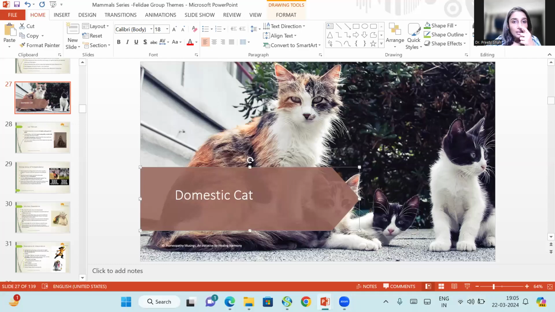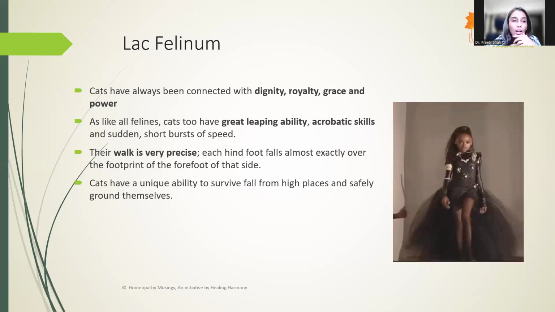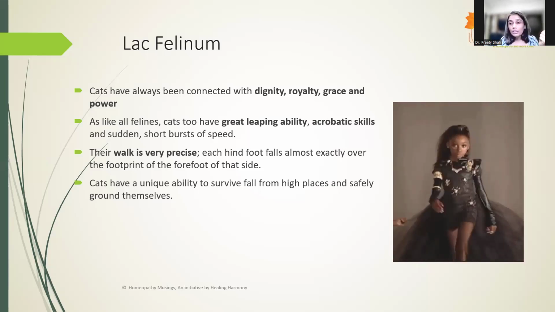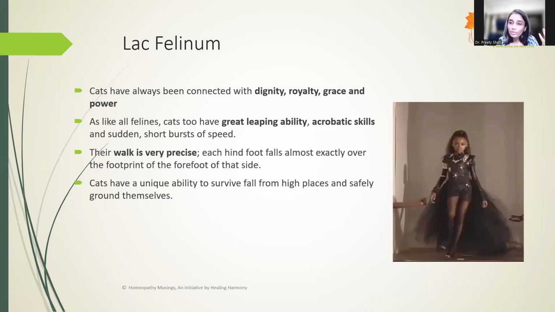So Lac Felinum is basically our domestic cat. The cats that we see around us, they're domesticated. We have them as pets, and the cat family is called the Felidae family. It's one of the Lac group of remedies that we have.